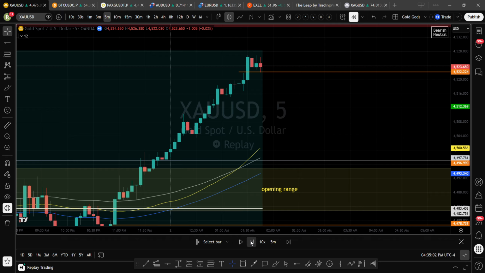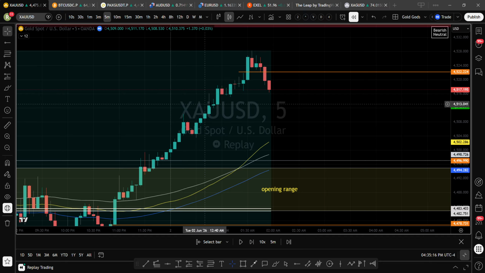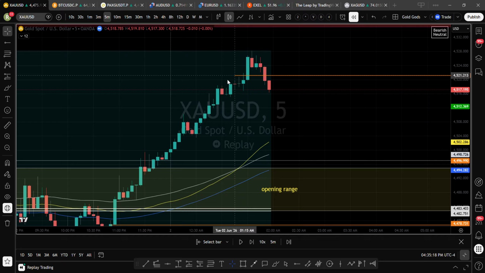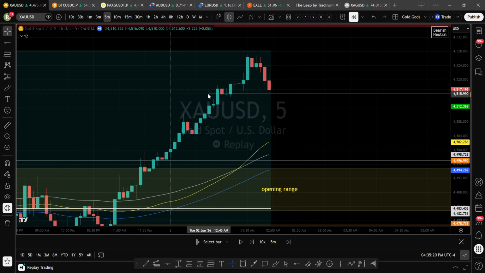Okay, that one we got tapped in. It even went past it, but look at where it went. If we were patient, it went back to this wick. Look at where it went. And this is where we could still catch the train.